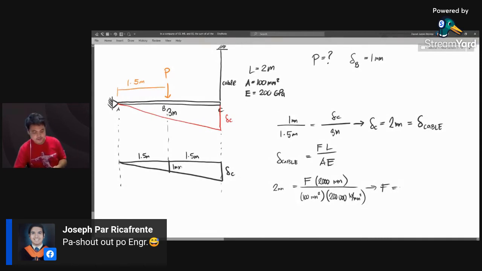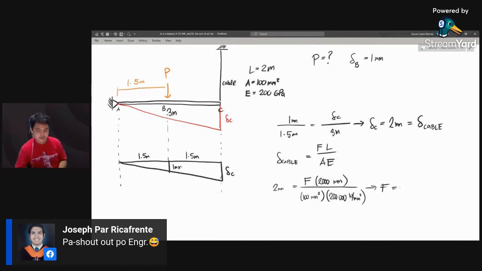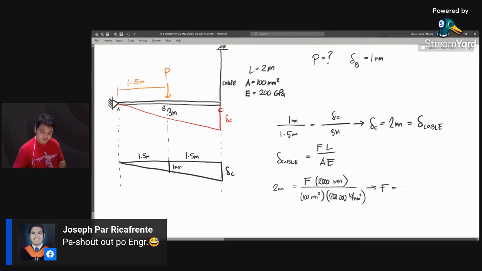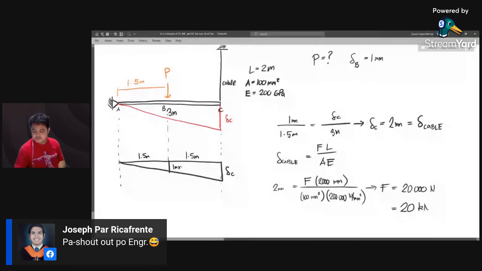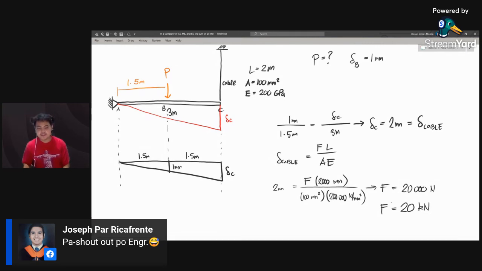Kasi pag nakuha na natin yung value of F na yan, makukuha na rin natin mamaya yung value ni P. So, F is 20,000 newtons. Masyadong malaki. Gawin natin kilonewton. That's the force at the cable. Okay? O, paano natin makukuha ngayon si force P?